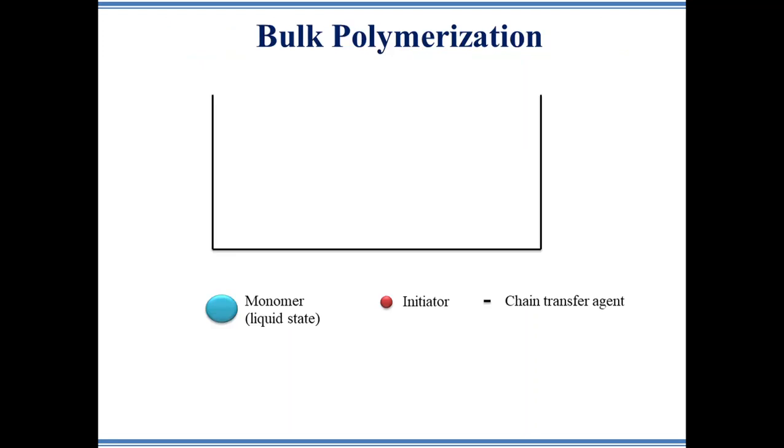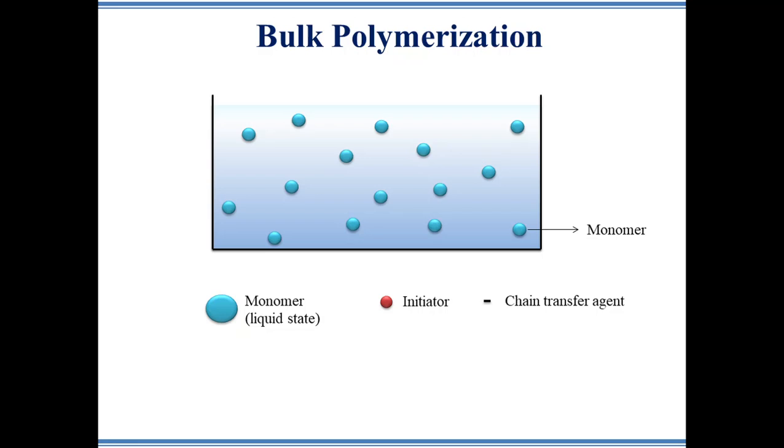Let's start with bulk polymerization. In this type of polymerization, monomer is taken in liquid form. The sphere represents an individual monomer. Then the initiator is added, which is monomer soluble. The mixture is then heated to a temperature at which initiator molecules break into free radicals. These free radicals then react with monomer and start polymerization.